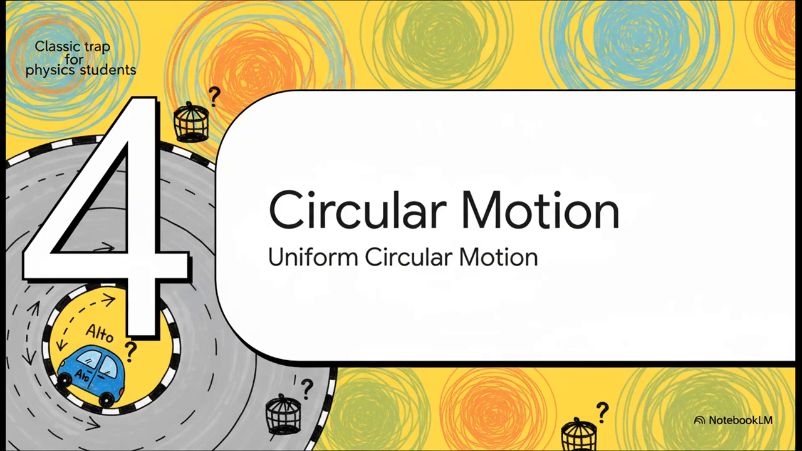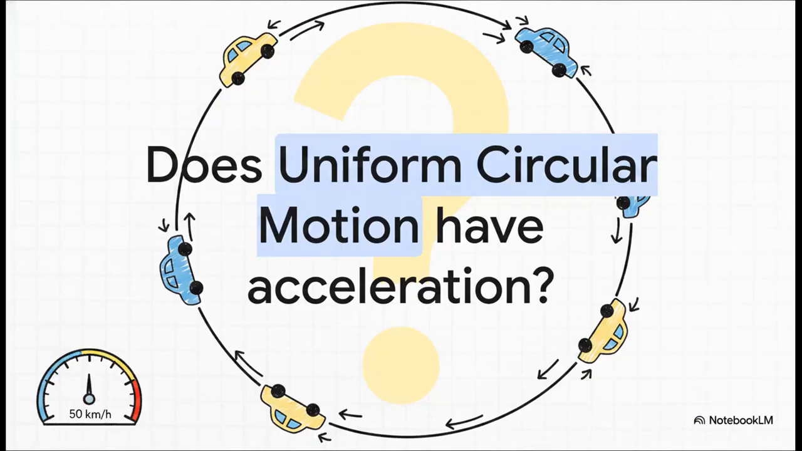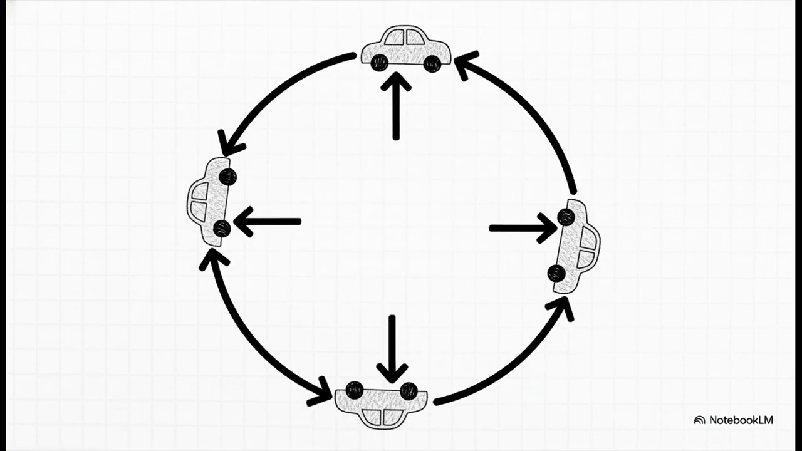Okay, let's take our alto onto a roundabout for Section 4, Uniform Circular Motion. Pay attention here because this is a classic trap for physics students. I really want you to pause and think about this for a second. If you're driving your car in a perfect circle and your speedometer is perfectly flat at a totally steady 50 kilometers per hour, are you accelerating? The answer is a massive, resounding yes.